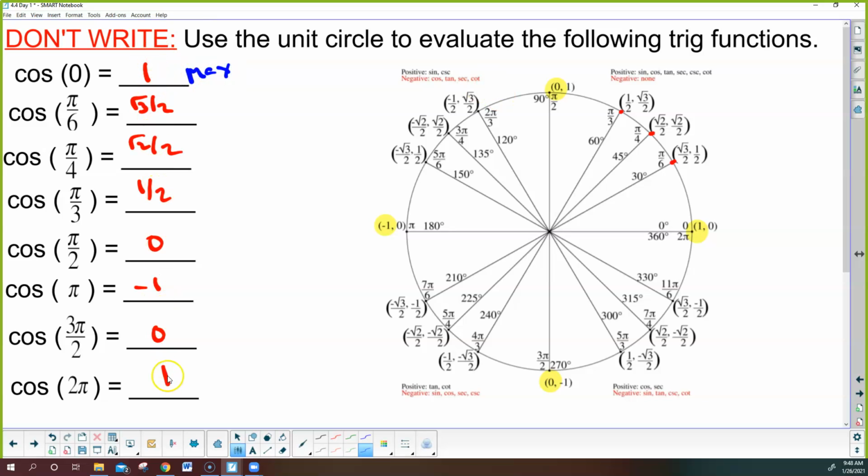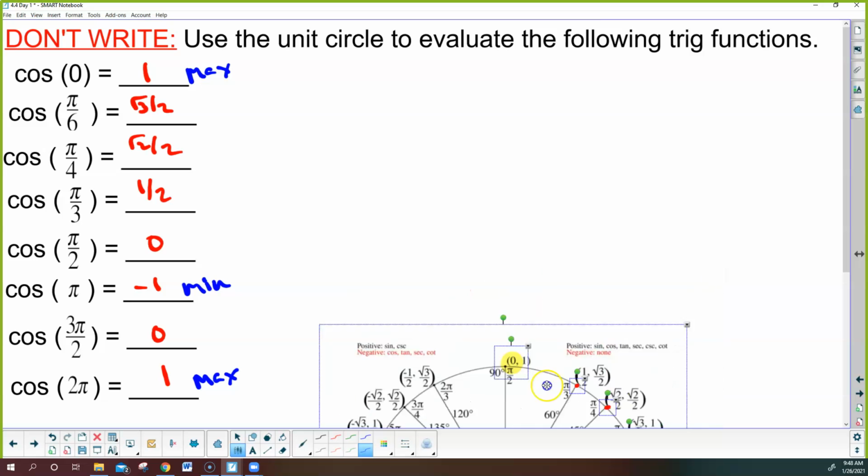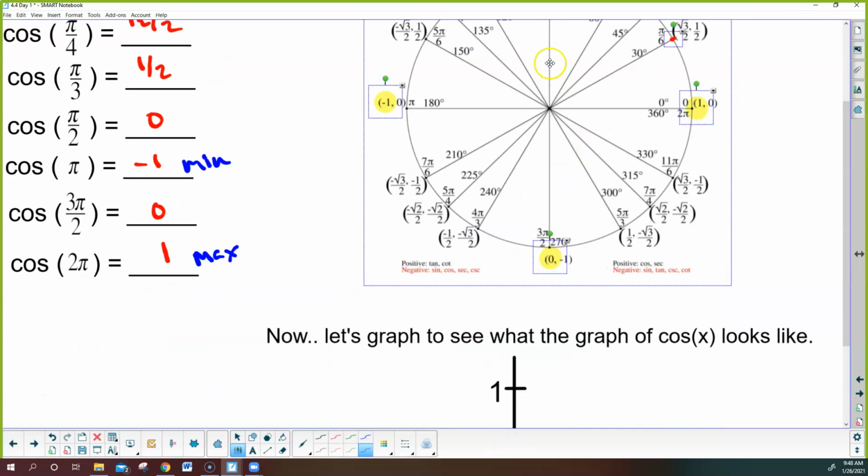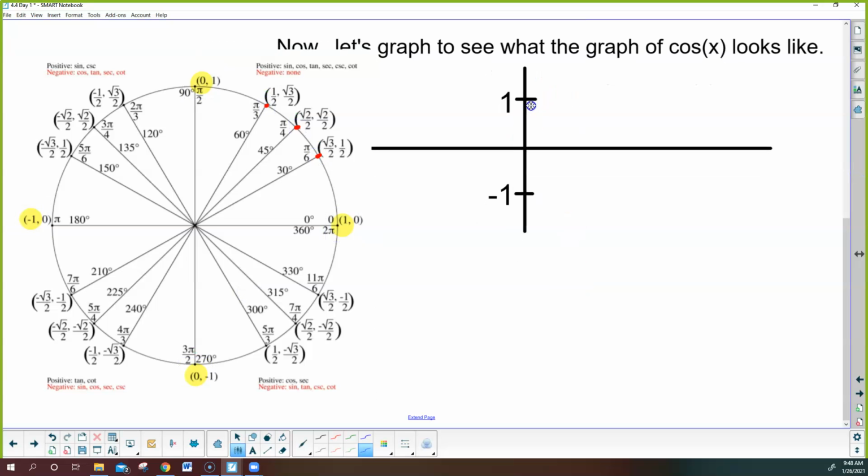Well, notice, what do we have? The highest output is at 0, or 2 pi. That's our max. The lowest output is at pi. That's our min. So that tells us a little bit of how the graph of cosine is created. And what we're going to do then is we're going to actually go ahead and draw that.